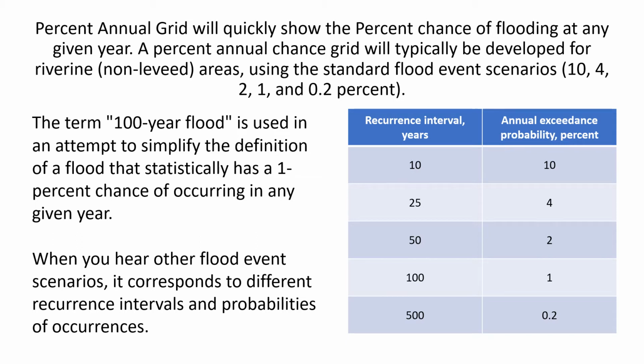A percent annual chance grid will typically be developed for riverine non-levied areas using the standard flood event scenarios: 10, 4, 2, 1, and 0.2%. The term 100-year flood is used in an attempt to simplify the definition of a flood that statistically has a 1% chance of occurring in any given year. When you hear other flood event scenarios, they correspond to different recurrence intervals and probabilities of occurrence. A 10-year recurrence interval is equal to a 10% annual exceedance probability, and so on.